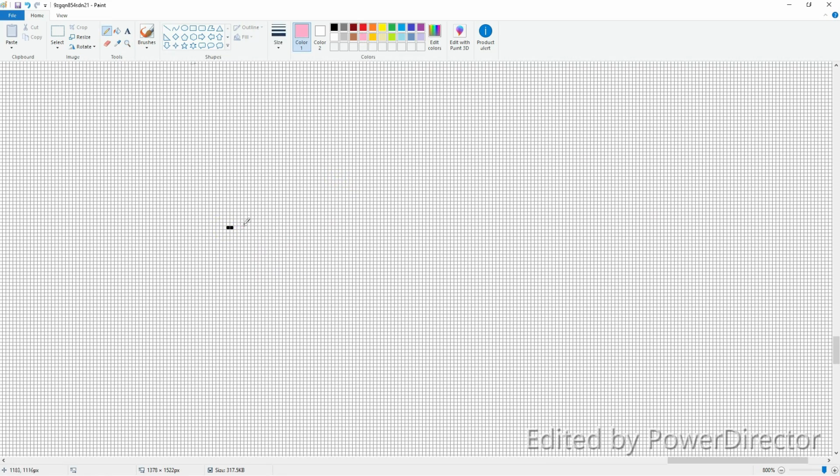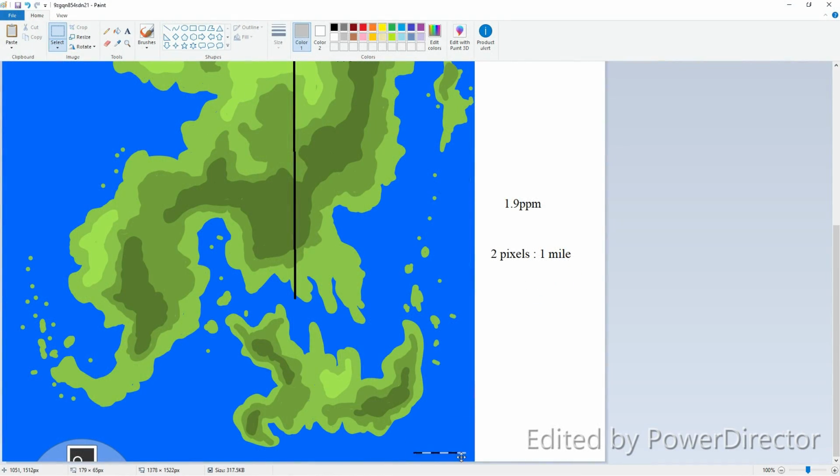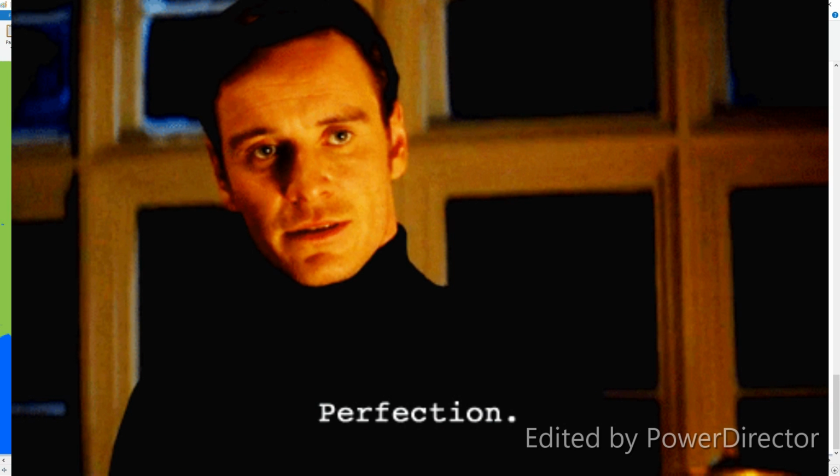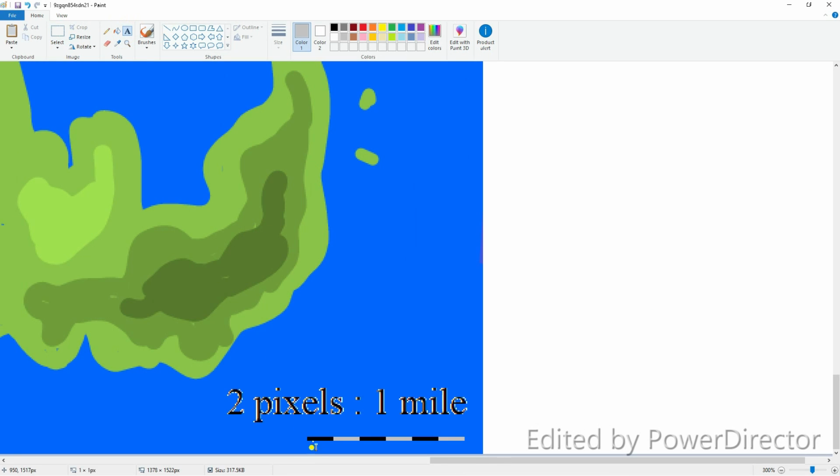Here's where you can waste your life drawing a scale bar in MS Paint. Oh, the agony. Oh, the toil. That over there, not even my map, just an example. And perfect. Not really. But you get the point.